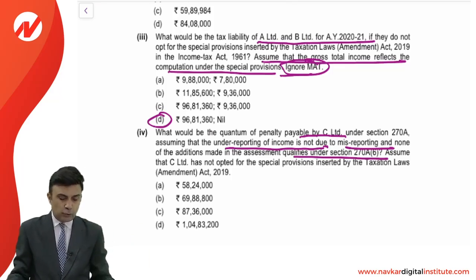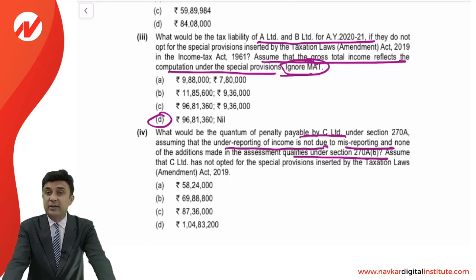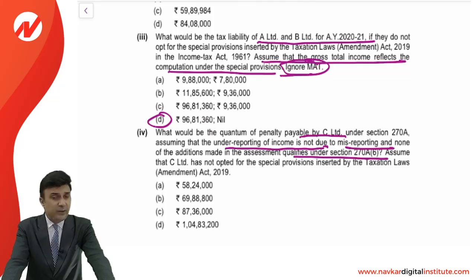Assume that C Limited has not opted for the special provisions inserted by the Taxation Laws Amendment Act, meaning thereby C Limited goes for the normal provision. Friends, the provision for the penalty is: for misreporting, 200% of tax; for under-reporting, except the exception, 50% of the tax payable would be the penalty.